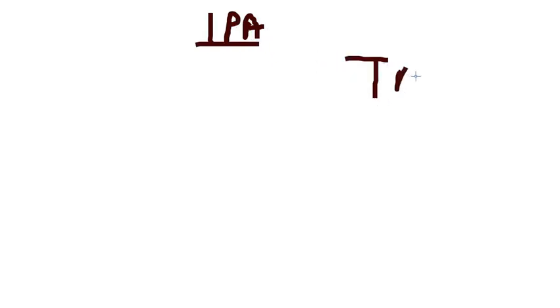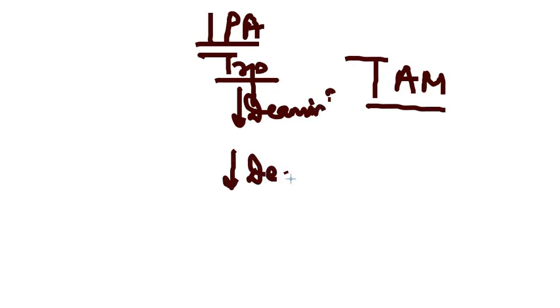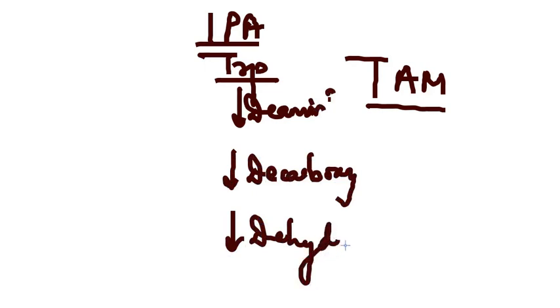Now, auxin biosynthesis. First I'll mention the precursor. The precursor is tryptophan, which is an amino acid. So we'll see several pathways of auxin biosynthesis and we'll focus on how to learn them. Okay, so see the first pathway, the indole-3-pyruvic acid pathway.